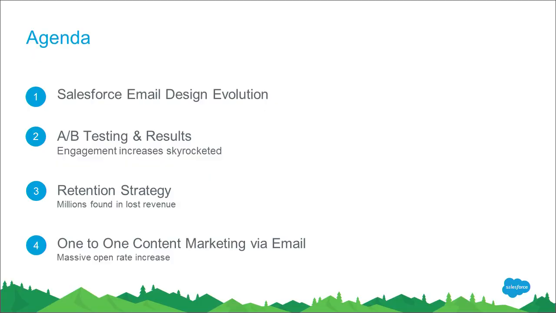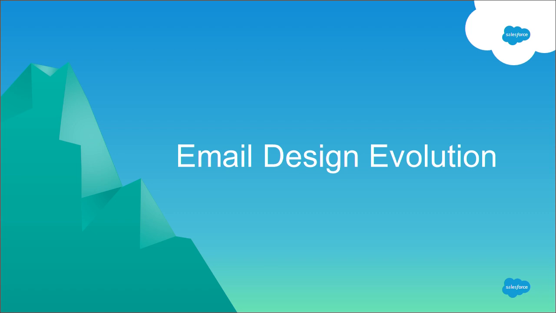Great. So today we're going to take you through a lot of things and show you tools that we use at Salesforce. We're going to really pull that curtain back and show you what we're doing. We'll go through our email design evolution. We'll show you how we tested our way into the design that we have today. We're going to talk about A/B testing, and then Lydia will take you through a bunch of case studies to show you some really crazy improvement that we got. We'll talk about the retention strategy and how we found a bunch of missing or lost pipe, and then we'll do one-to-one marketing on the back end, which is dynamic content using Marketing Cloud.